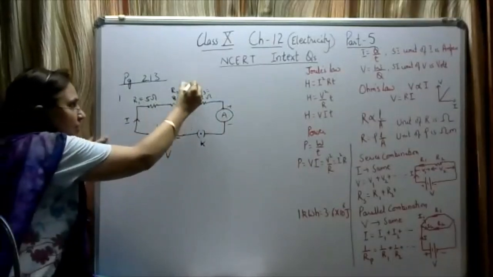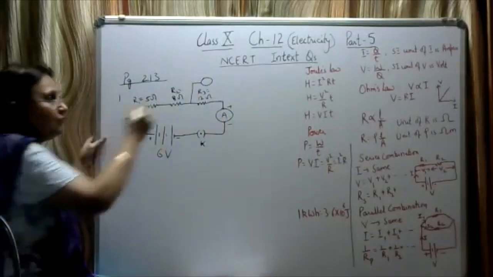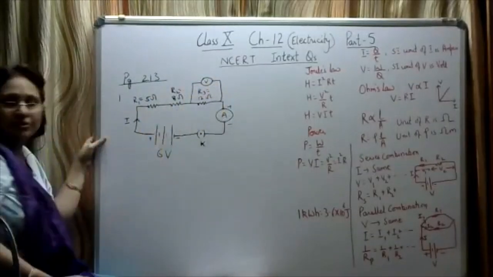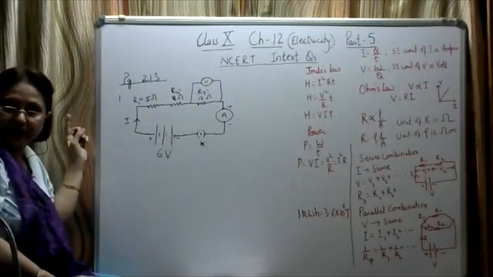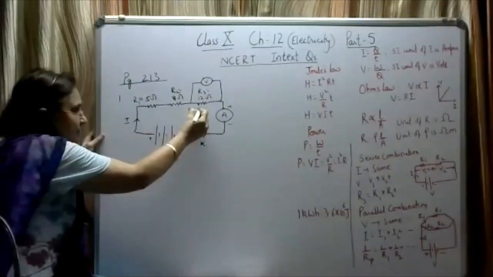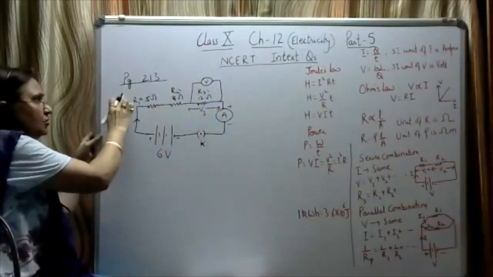We know that the potential difference is measured by a voltmeter and a voltmeter is always connected in parallel. So here you have to connect a voltmeter which is parallel to the 12 ohm resistor. Let this potential difference measured by the voltmeter be 12 volt.